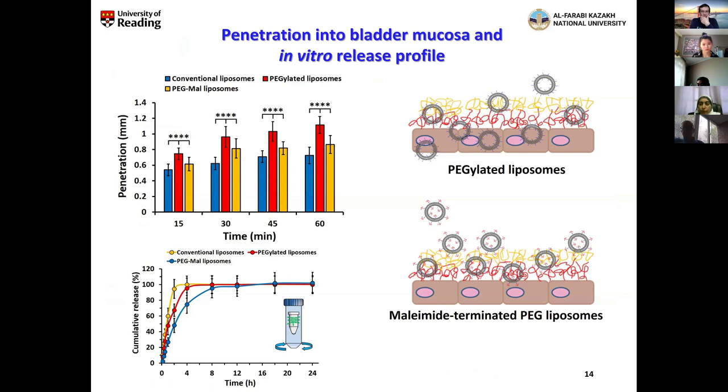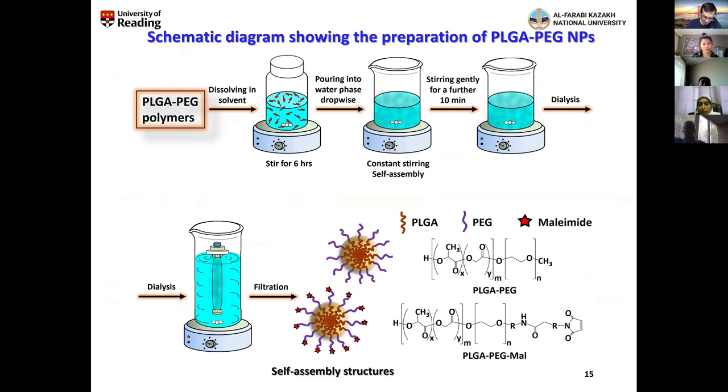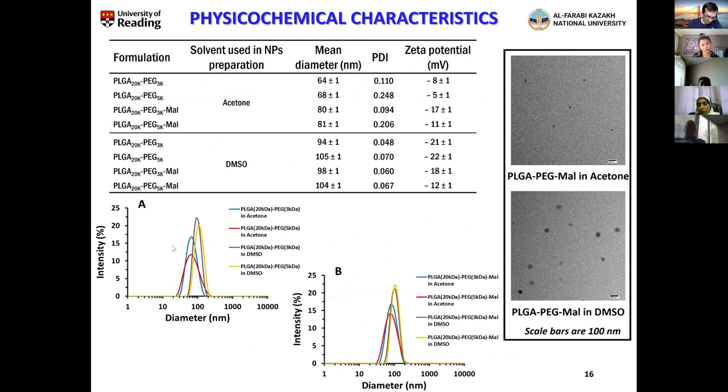On the next slide, we developed PLG PEG nanoparticles. This is a schematic diagram showing how we prepared these nanoparticles, both with and without maleimide groups on the surface, using a self-assembly nanoprecipitation procedure. We used two different types of solvents, acetone and DMSO, just to see the difference in size. As we can see from DLS, the dynamic light scattering technique, particles precipitated from acetone had a lower size compared to DMSO.